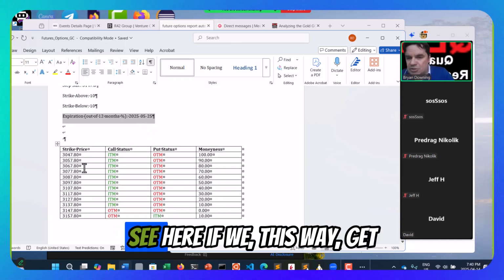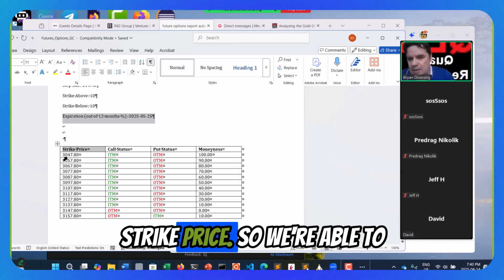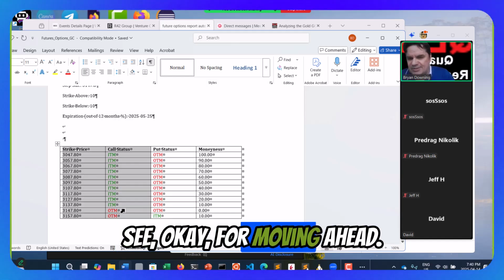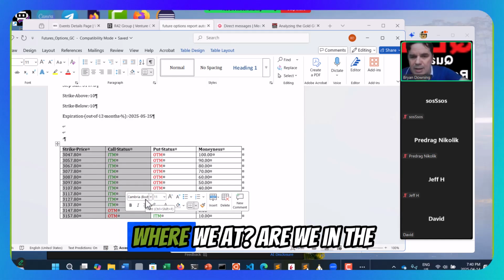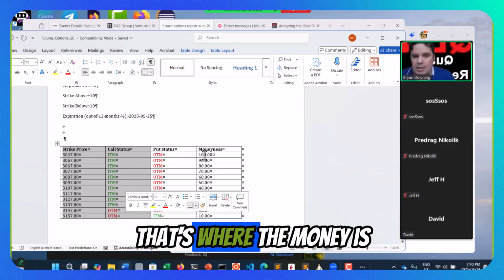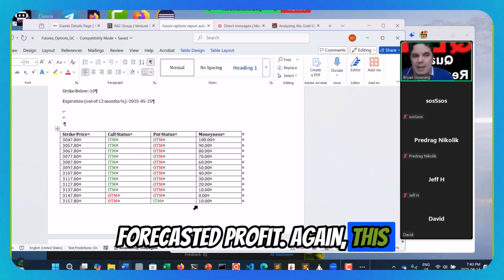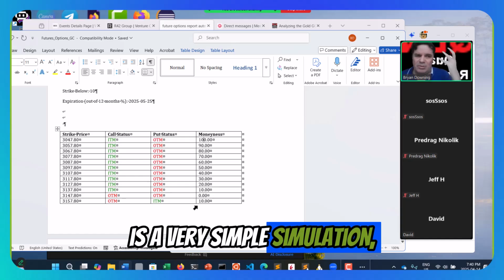So you can see here, this is where you get into the simulation on the strike price. We're able to see, if we're moving ahead, where are we at? Are we in the money? Are we out of the money? That's where the moneyness comes in, basically the forecasted profit. Again, this is a very simple simulation.